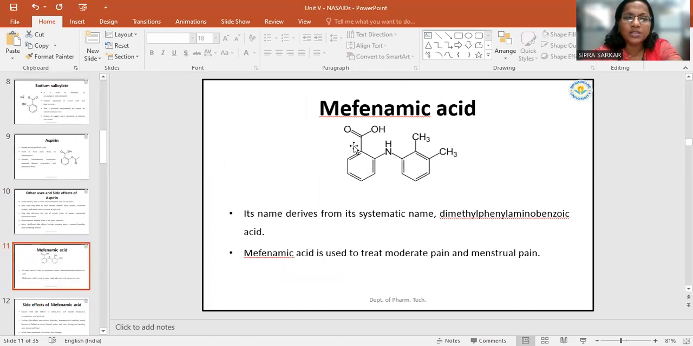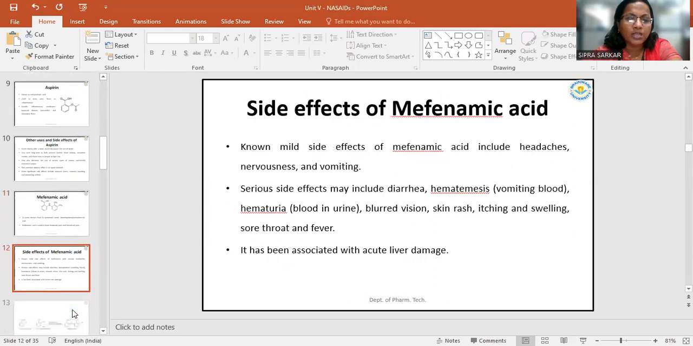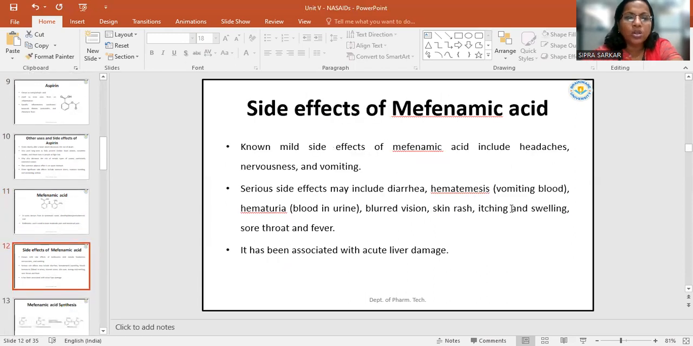So this is an acid derivative. This is methanoic acid, which is important. Dimethyl phenyl amino benzoic acid is used to treat moderate pain and menstrual pain. It has been formulated and is available in the market also. Common mild side effects are headaches, nervousness, and vomiting. Serious side effects may include diarrhea, hematemesis, vomiting blood, hematuria, skin rash, blurred vision, itching, and swelling. It has also been associated with liver damage.